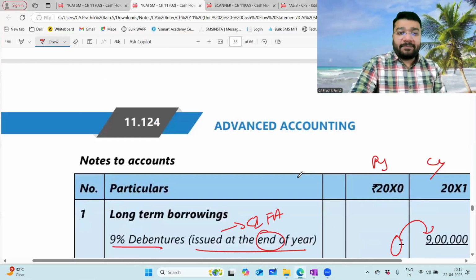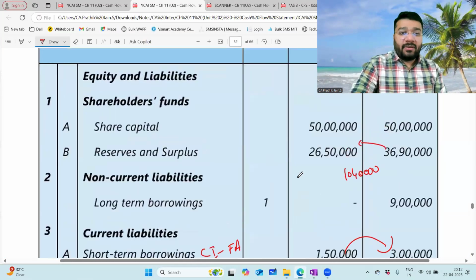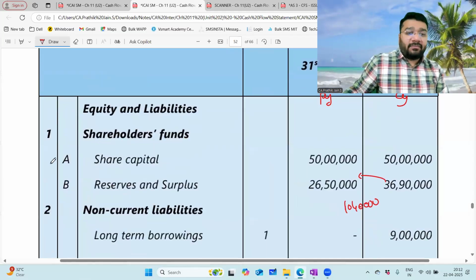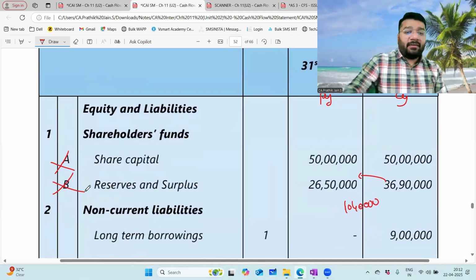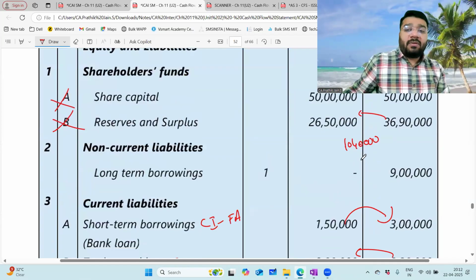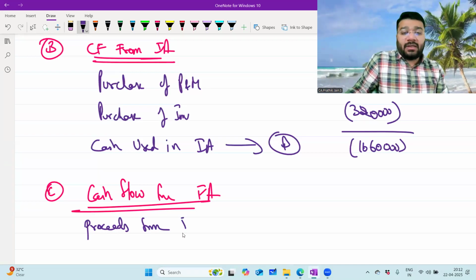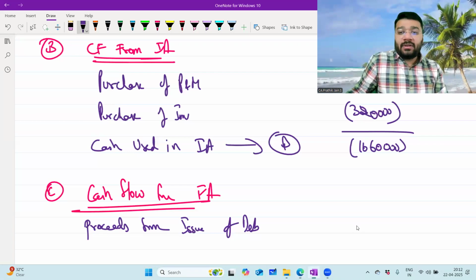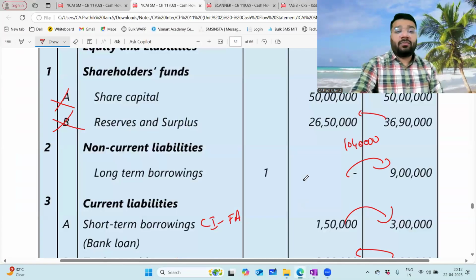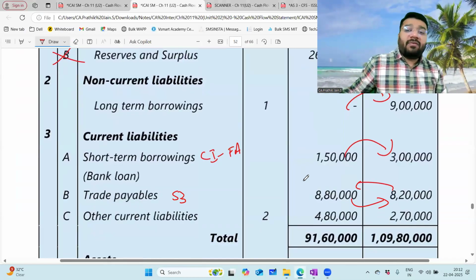Come from beginning. Capital, nothing. Reserves and surplus, nothing. Long-term borrowing from 0 to 9 lakh. Proceeds from issue of debenture. How much? 9 lakh. Add or minus? Add. Cash inflow. Short-term borrowing from 150 became 3 lakh.